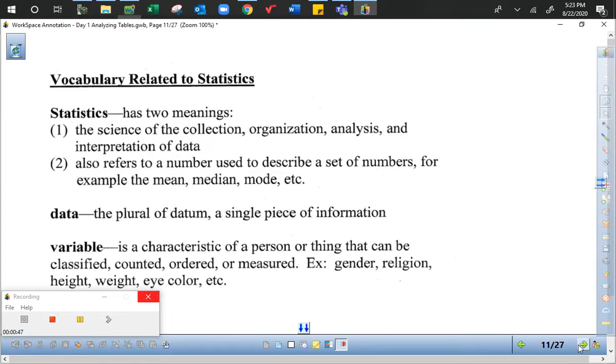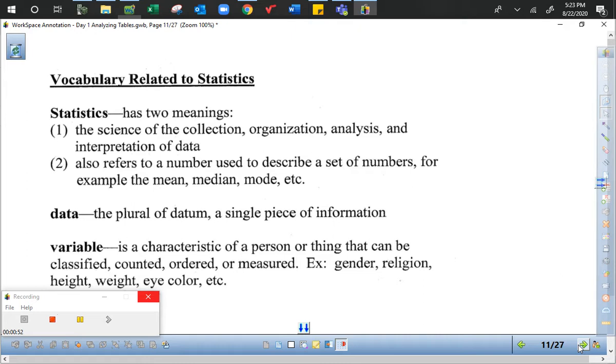I said we're going to start with some vocab here. It doesn't make sense to jump right into questions if there's some words in there that you really don't know what they mean. So we're going to start out with some vocab that relates to statistics. It's a word you've heard before. Let's talk about its specific definition here.